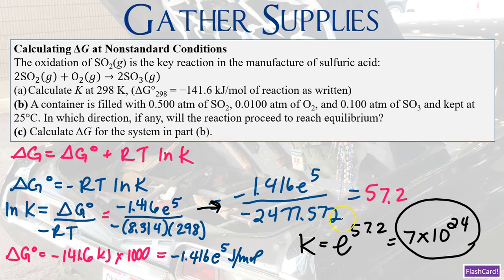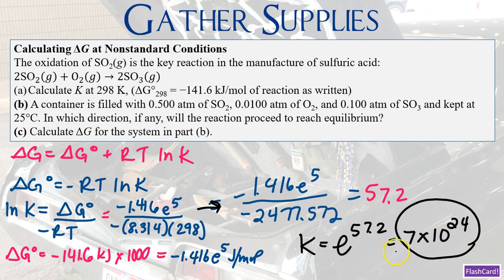So then I'm going to take e to both sides, and I simply get K is equal to e raised to a power of 57.2, which is going to be 7 times 10 to the 24. Now I have a K value. So for letter B, we're building on this K value. To determine if a net reaction will occur, we have to find Q from the given partial pressures and compare it to the K that we just solved for in letter A.